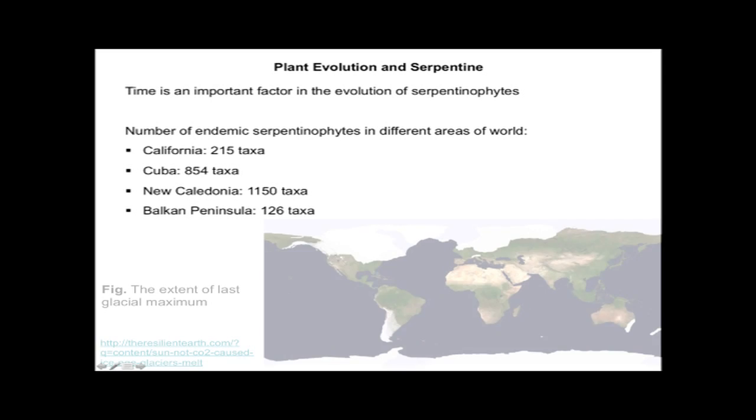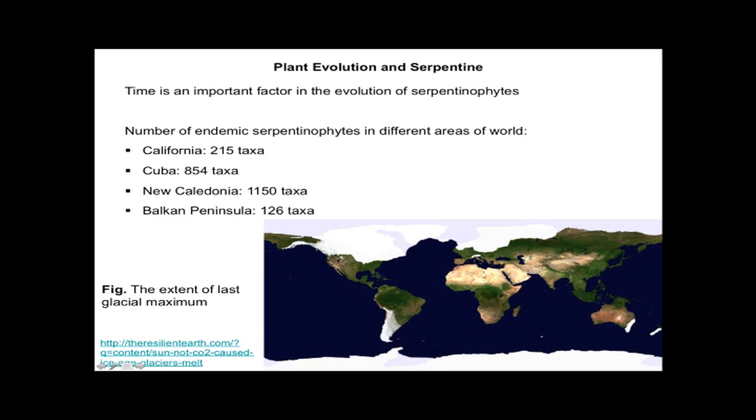slide before the break. So another important factor for the endemism in serpentine areas is time. These are numbers of endemic serpentinophytes in different places of the world. In California, we have 215 taxa. In Cuba, more than 800 taxa. In New Caledonia, more than 1,000 endemic taxa. And in the Balkan Peninsula, about 126 taxa.